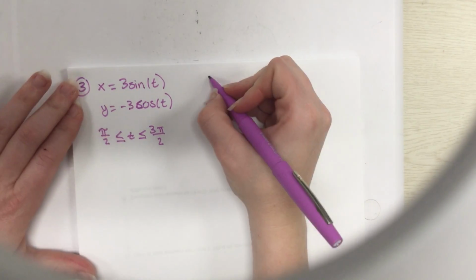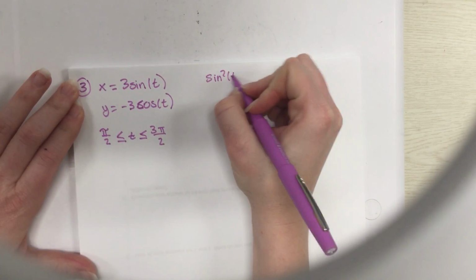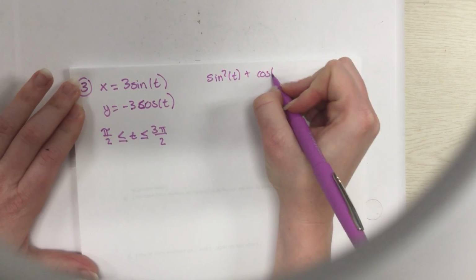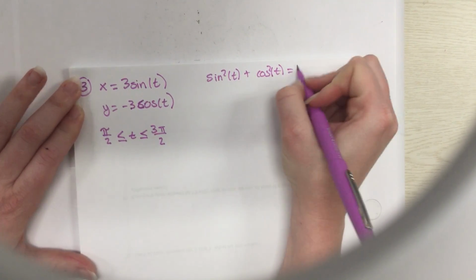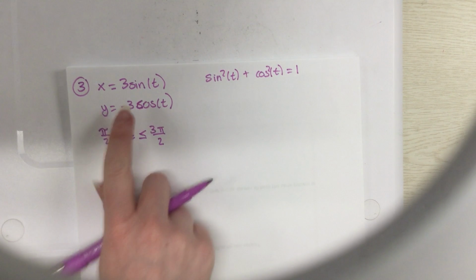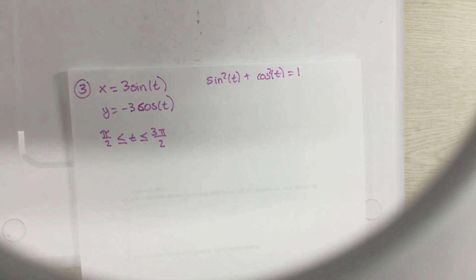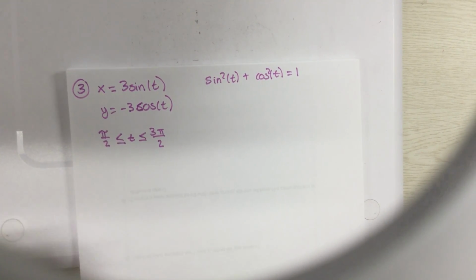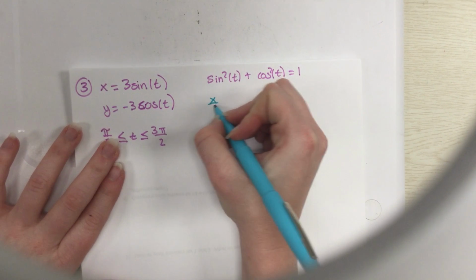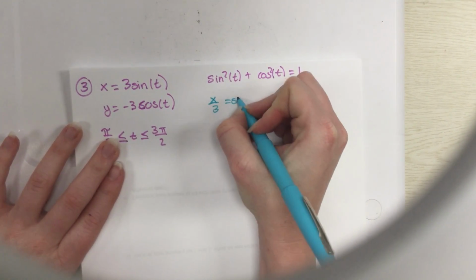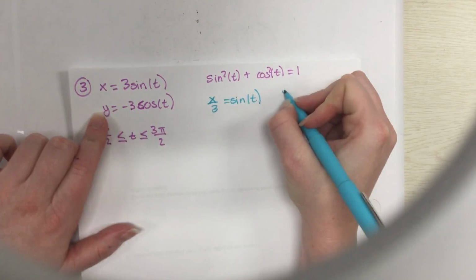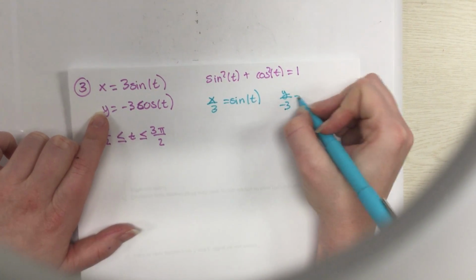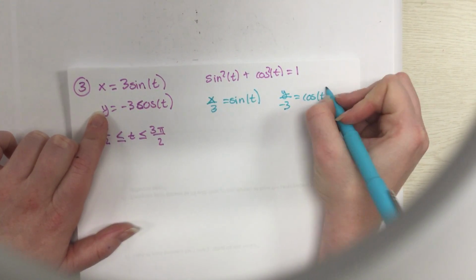Okay, first things first, you always want to figure out what equation, in terms of our conic sections, we're dealing with. Notice I got 3 and negative 3. Same numbers, means it's going to end up being a circle, okay? And so I know that I have x over 3 equals the sine of t, and y over negative 3 equals the cosine of t.